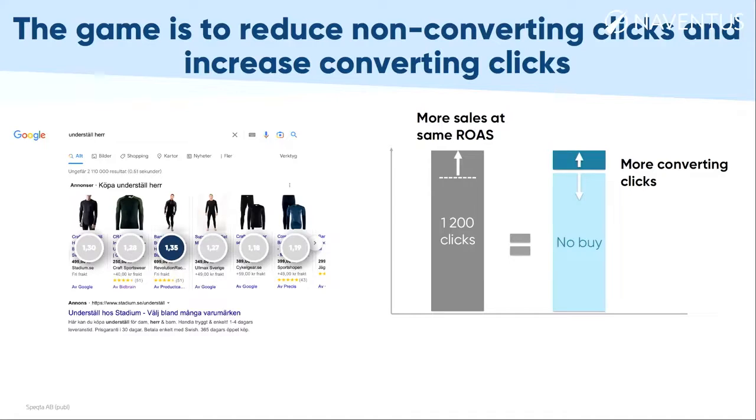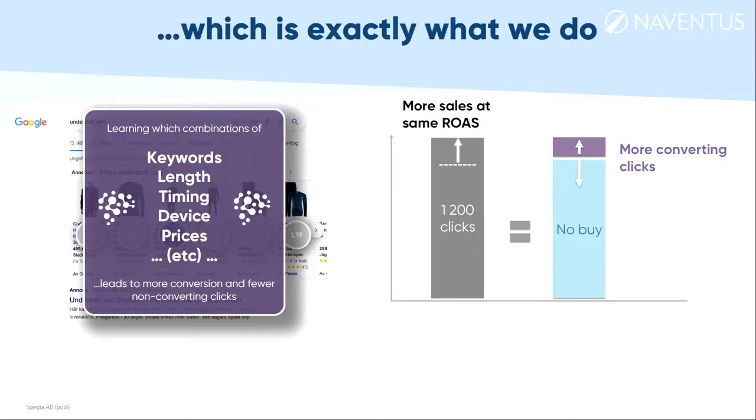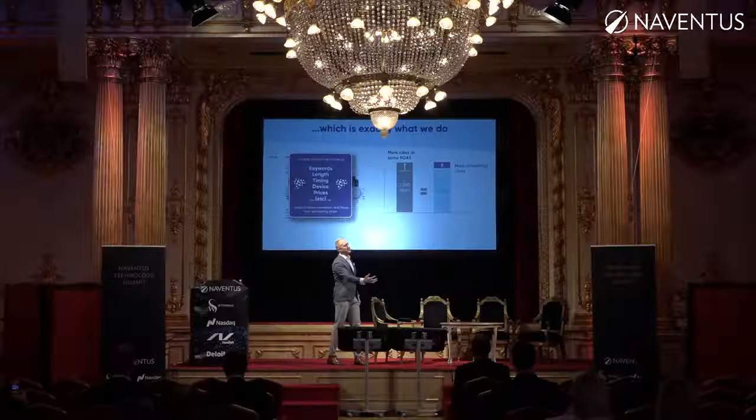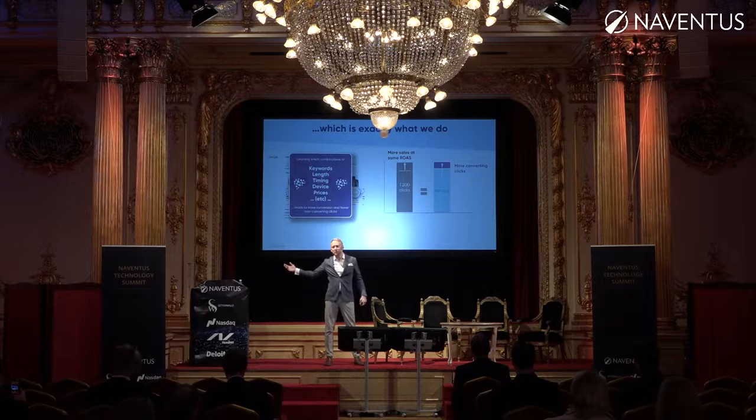5 times, 500%. So the game here is to reduce the number of non-converting clicks, but also increase the number of converting clicks. And when to bid high and when to bid low, right? That's the game. And there are so many variables at stake here. Which keywords, search words are you searching for? At what time of the day? On what device? What are the prices of your goods versus the competitors? So many variables at stake.